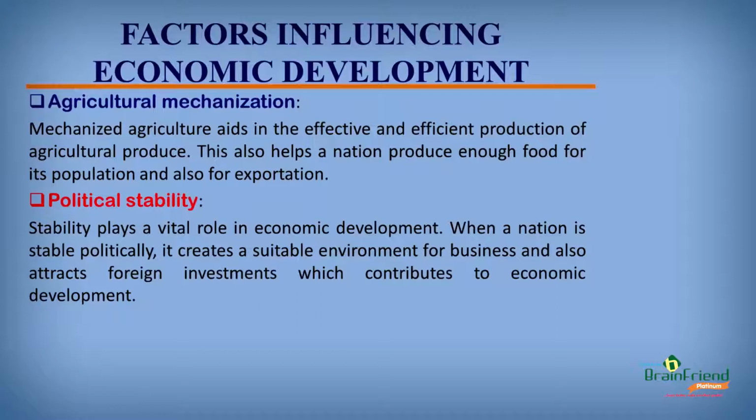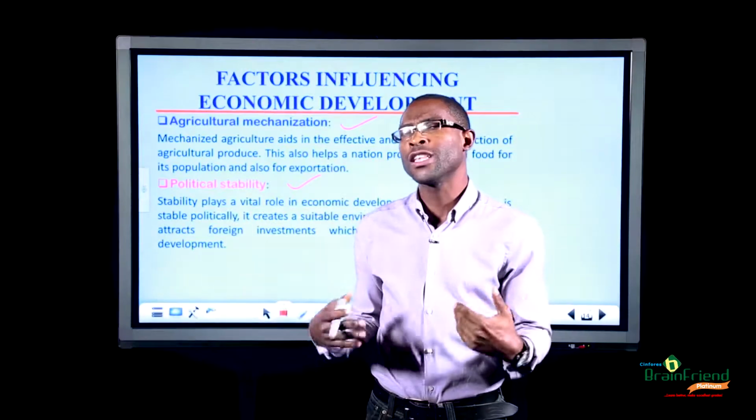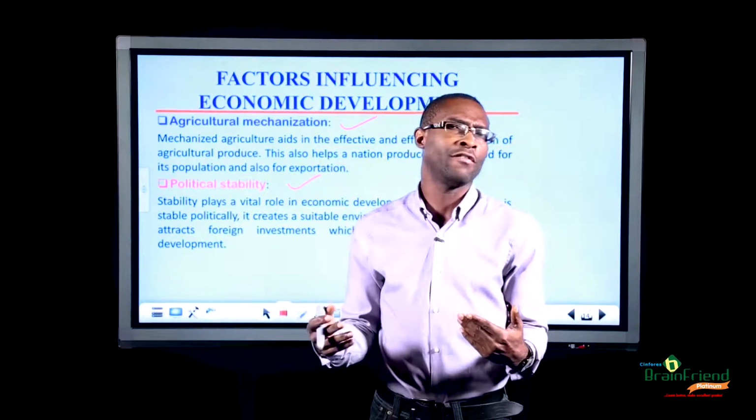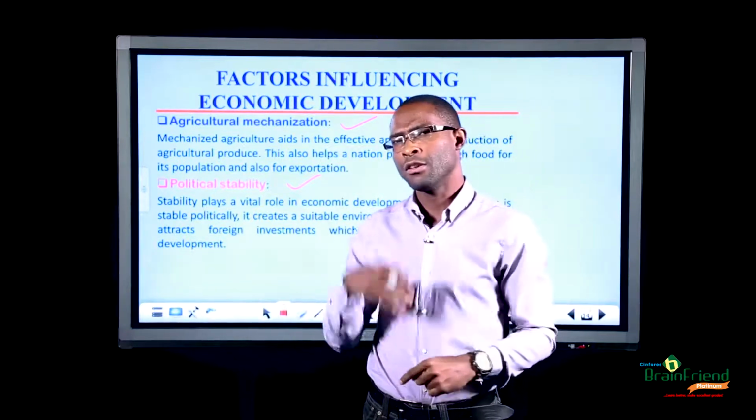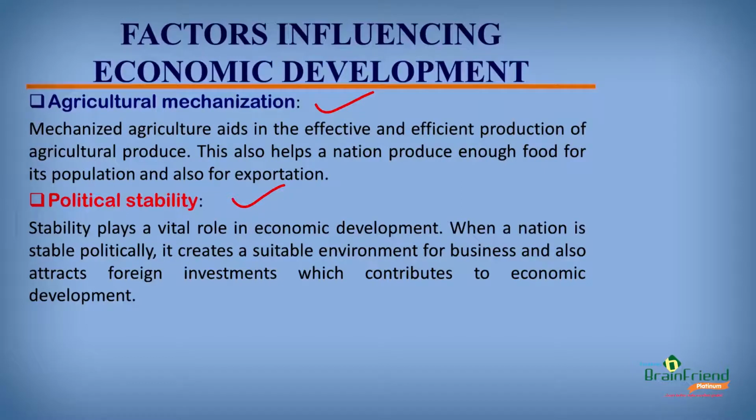Another factor is agricultural mechanization. When a nation moves from the use of obsolete agricultural tools to using mechanized equipment in agricultural production, such a nation will be able to maximize its productive capacity in the agricultural sector. Lastly, we have political stability. A stabilized nation encourages foreign investors to visit or come into them for investment. This investment goes a long way to improving the standard of living of the citizens, hence promoting economic development.